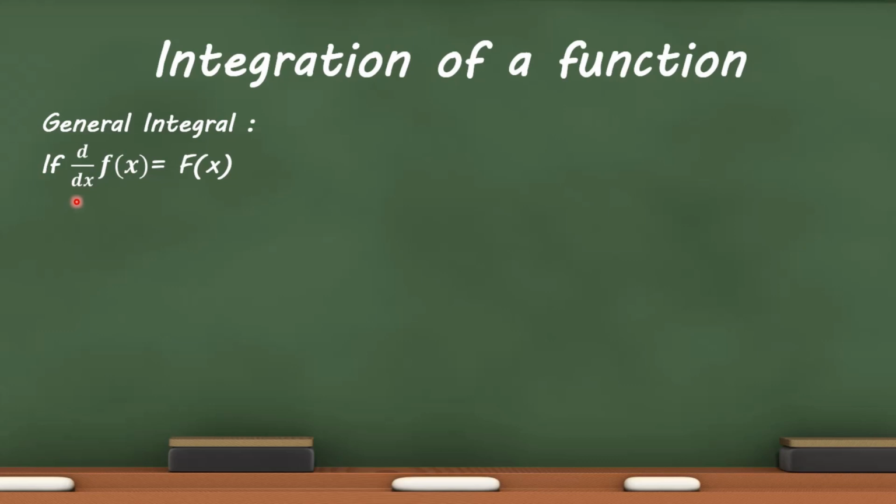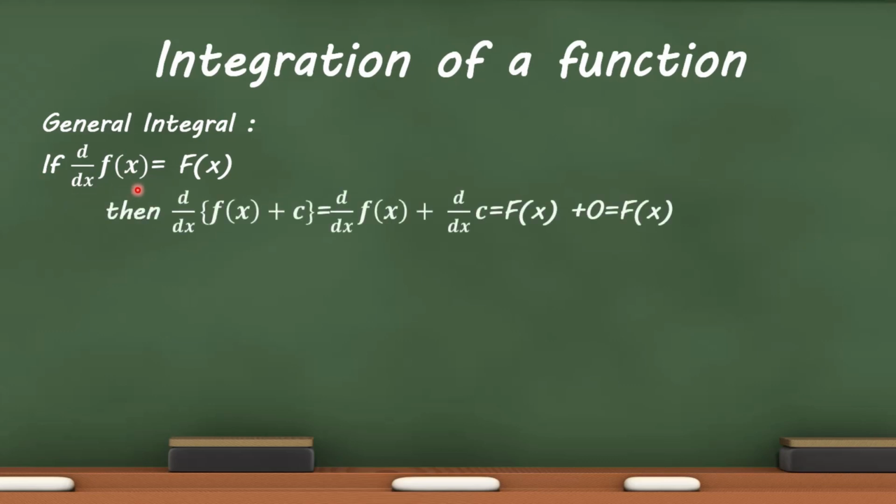Integration as written, d/dx of F(x) equal to f(x), means the differentiation of the function F(x) is given as f(x). Then you can say the differentiation of F(x) plus c is also f(x): differentiation of F(x) plus differentiation of c. The differentiation of F(x) is f(x), already covered in the previous slide, and plus the differentiation of a constant is 0, equal to f(x). It implies we can write integration of f(x) dx equal to F(x) plus c, because the differentiation of F(x) is f(x) and the differentiation of F(x) plus c is also f(x), where c is known as the constant of integration.